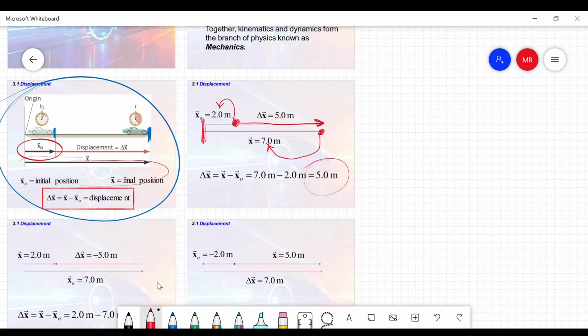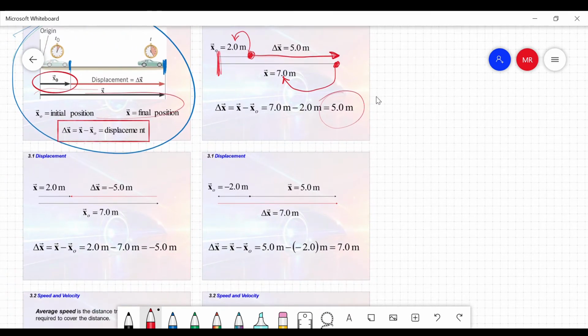But if we are to measure from this point going to the left, okay, the displacement will become negative because again, our sign convention, going to the right is positive and going to the left is negative. So depende yun sa initial position nyo at kung saan papunta yung object.